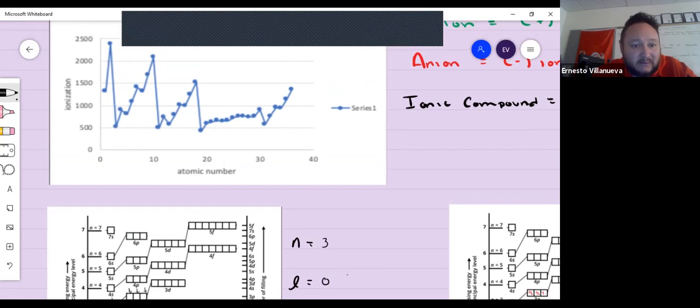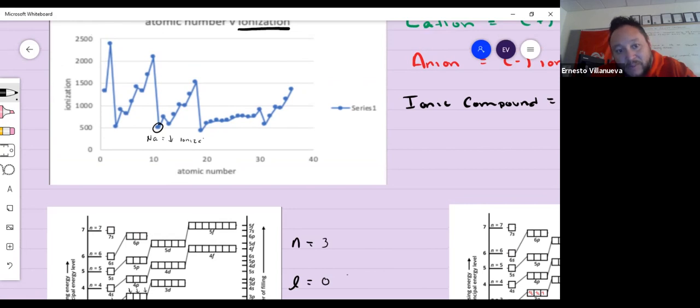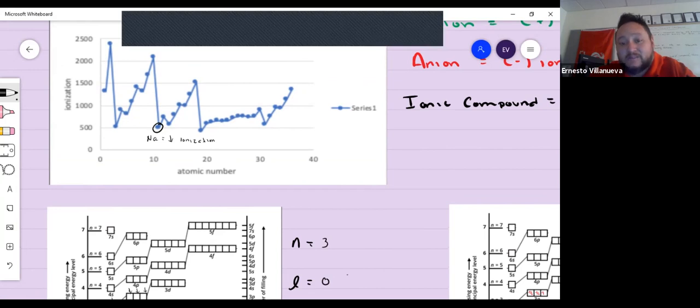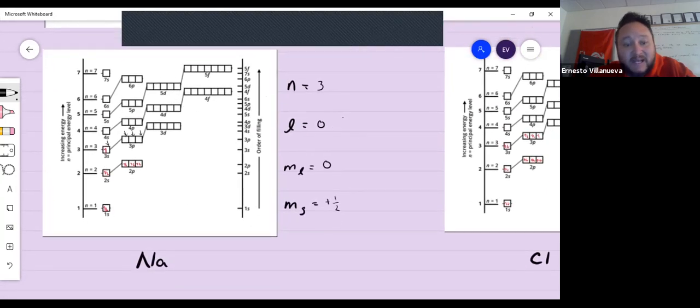This element here, this little dot right here, this guy represents sodium. So as you can see, sodium has a very, very low ionization energy. Because it has a low ionization energy, I can already tell that sodium's not going to pick up electrons, right? It's just not energetically favorable. Plus, it only has this one electron to get rid of.